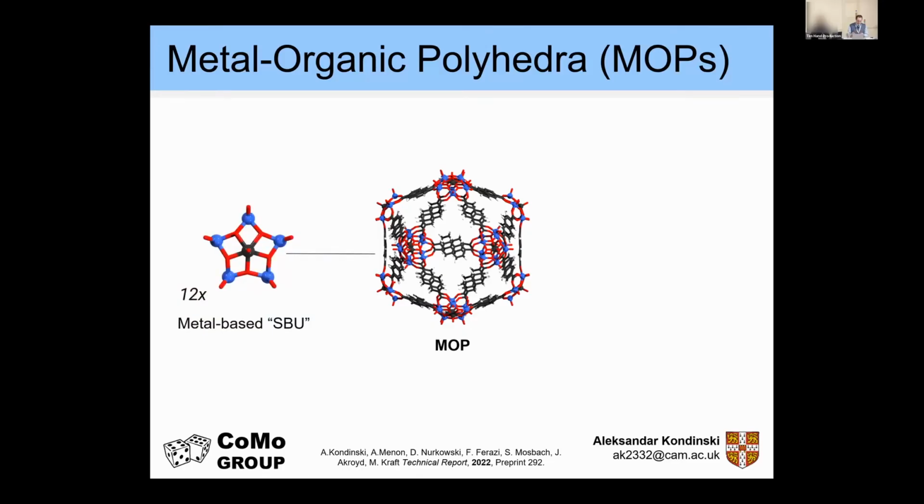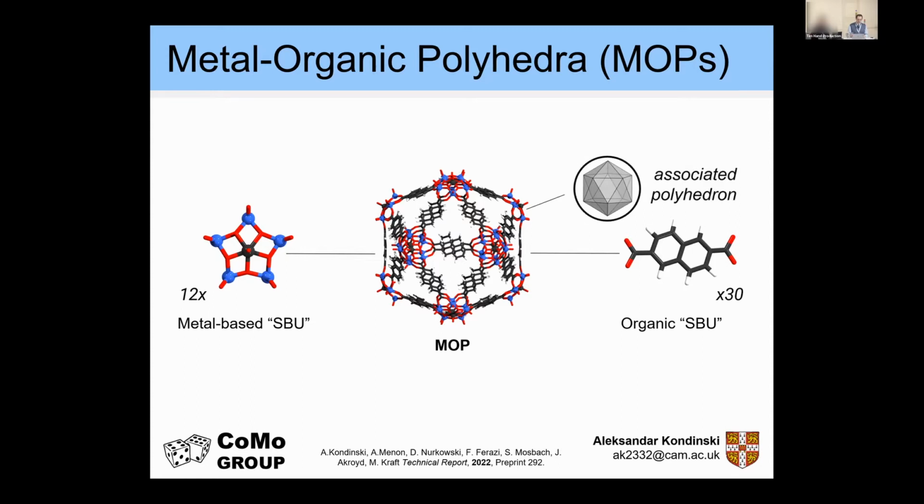Metal-organic polyhedra is a field that has been developing over the past 20 years. A MOP is normally built of a metal-oxo cluster, like an inorganic cluster, and also of organic secondary building units. These two units come together and build this polyhedral species. So this metal-organic polyhedron has an associated polyhedron, in this case the icosahedral structure.